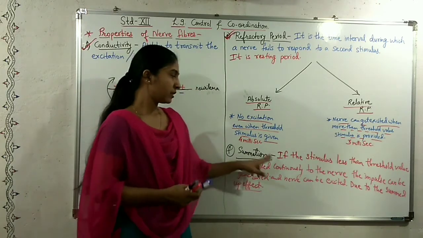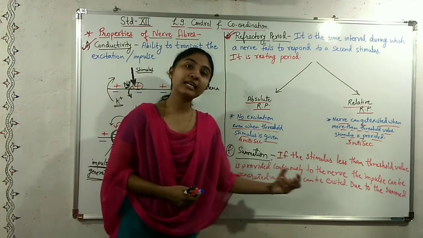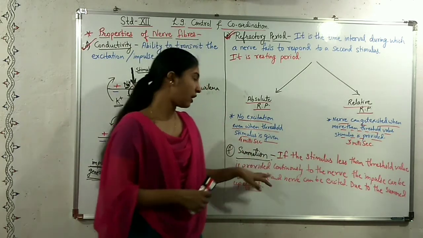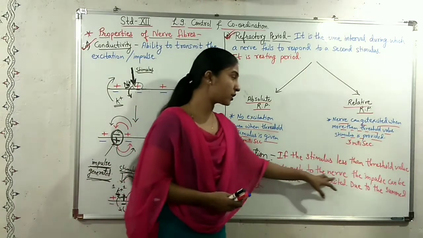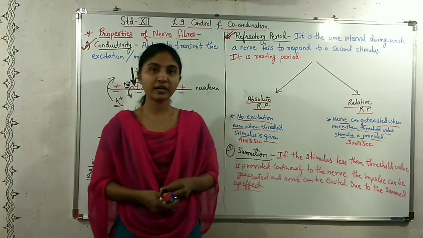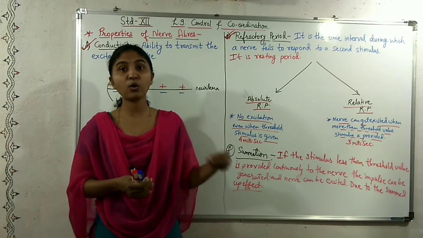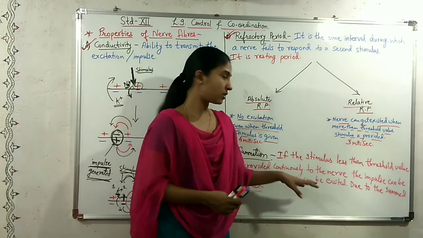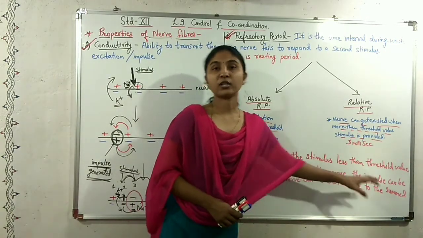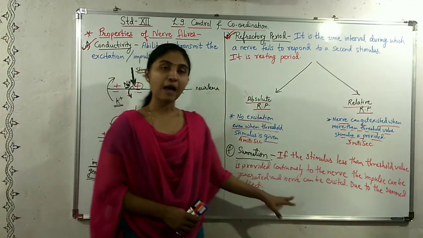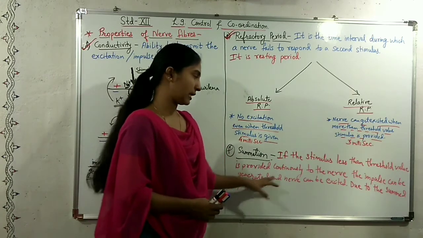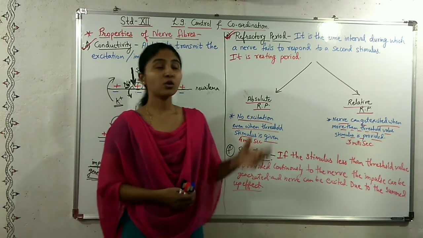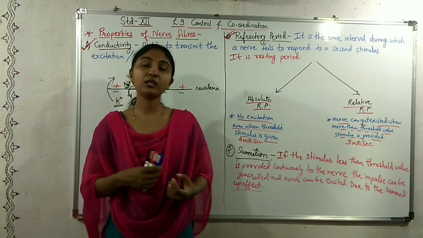So if a stimulus which is less than the threshold value is provided continuously, one after the other, to the nerve, the impulse can be generated, even though the stimulus is below the threshold value. The nerve can be excited, and this happens because of the summed up effect. That is why this property is called summation. So, these are the properties of the nerve fibers.